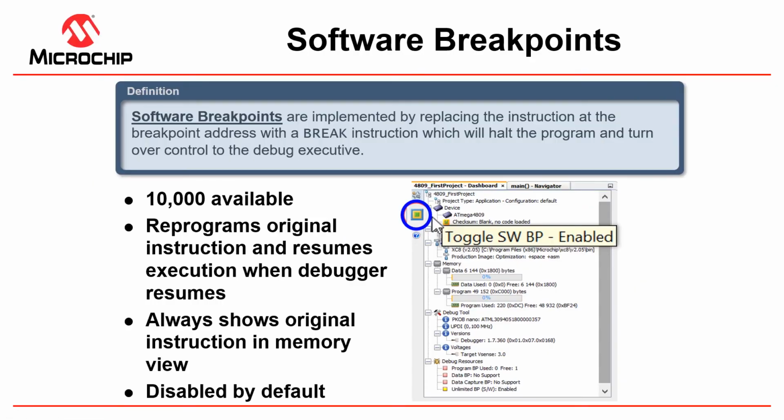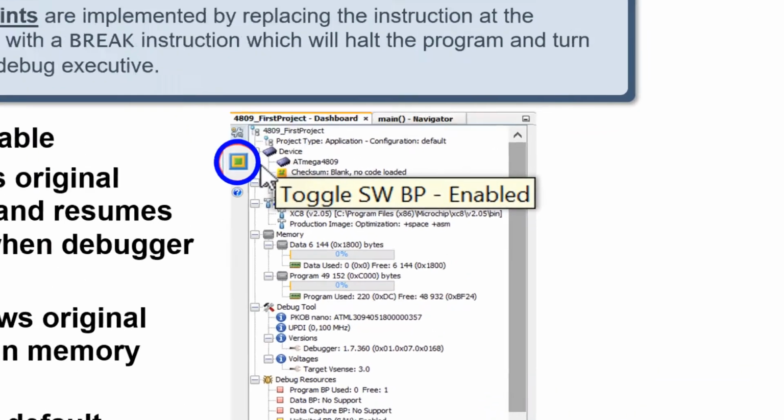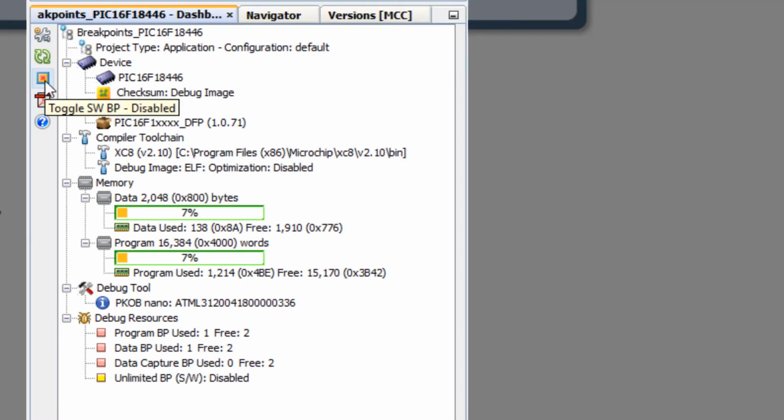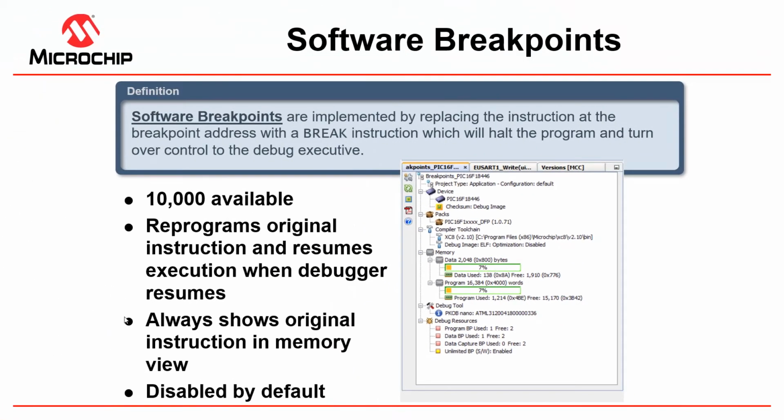Software breakpoints are implemented by replacing the instruction at the breakpoint address with a break instruction, which will halt the program and turn over control to the Debug Executive. There is a high-level control on the project dashboard to turn on and off software breakpoints, and essentially they are unlimited in number. Let's have a look at the process behind the scenes.